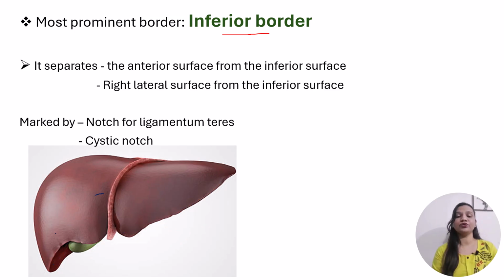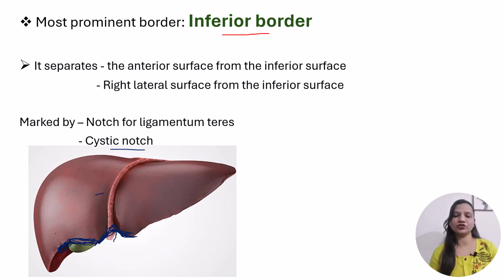So there are two notches present on this inferior border. The first one is the notch for ligamentum teres. The notch you are appreciating here is the notch for ligamentum teres. The ligamentum teres attaches here to the inferior surface of the liver, and the notch for this attachment is present on this inferior surface. And the next one is the cystic notch. The cystic notch you are appreciating here is where the gallbladder is attached on the inferior surface. So the notch is present on the inferior border.